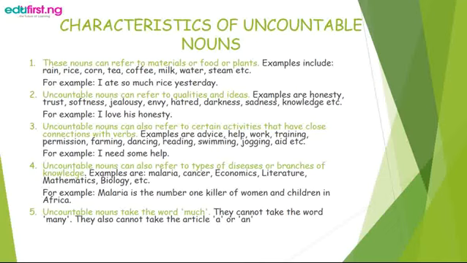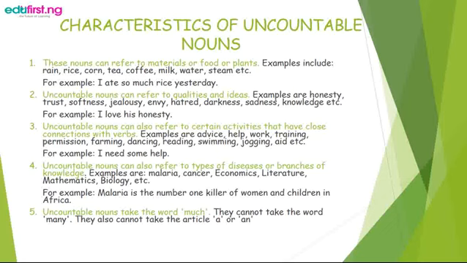Characteristics of uncountable nouns. We have number 1. These nouns can refer to materials of food or plants. Examples include rain, rice, corn, tea, coffee, milk, water, steam, and the likes. For example, I ate so much rice yesterday. Number 2. Uncountable nouns can refer to qualities and ideas. Examples are honesty, trust, softness, jealousy, envy, hatred, darkness, sadness, knowledge, etc. For example, I love his honesty.